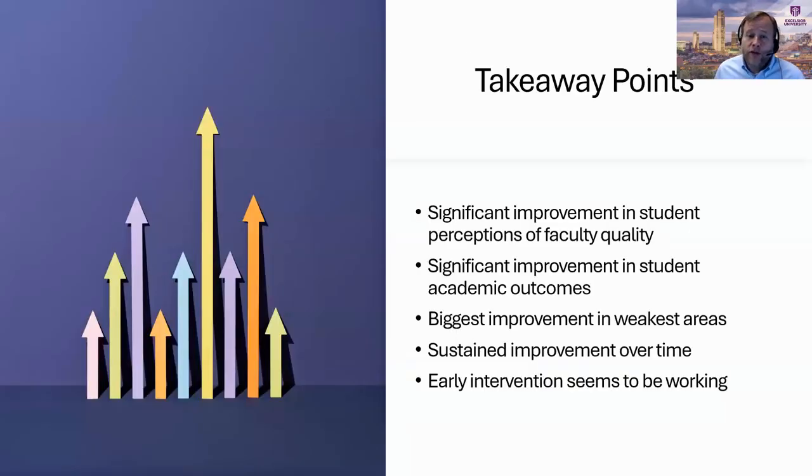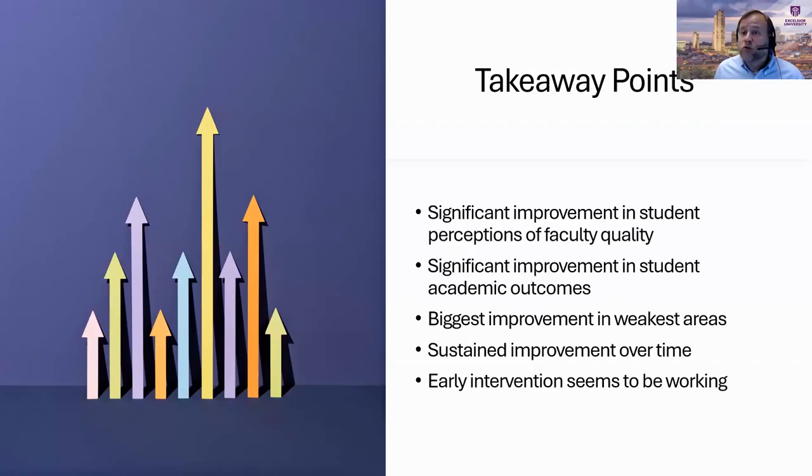So takeaway points from all of this. We saw a significant improvement in student perceptions of faculty quality. They're having a better experience in the course subjectively. We saw a significant improvement in student academic outcomes. So the objective measures of what students are learning and how well they're performing in the course are showing improvement, and especially in our weakest areas.